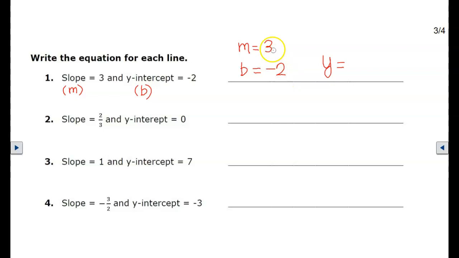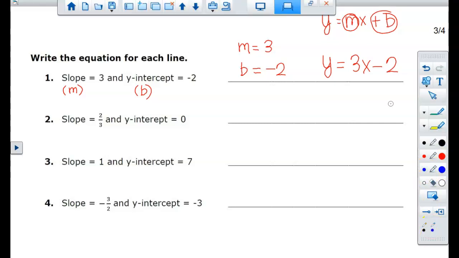And I'm going to fill these two numbers in. So y equals mx is going to be y equals 3x. And then my plus b is a -2, so I'm going to put -2. To make this clear, I'm taking the equation y equals mx plus b, putting my m number, a 3, right there, and then putting my b number right there. So y equals 3x minus 2 would be the equation of this line.